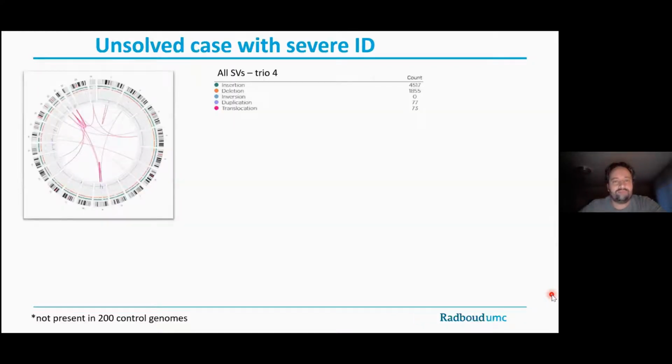So what we've done is the series that I'm describing here are just 5 trios. And actually, we only identified and validated a single de novo structural variant in 1 out of the 5 trios.